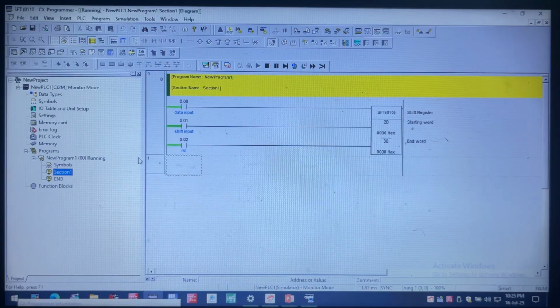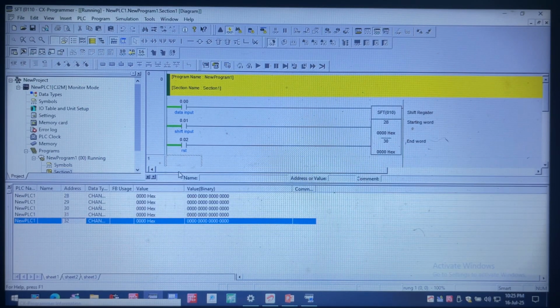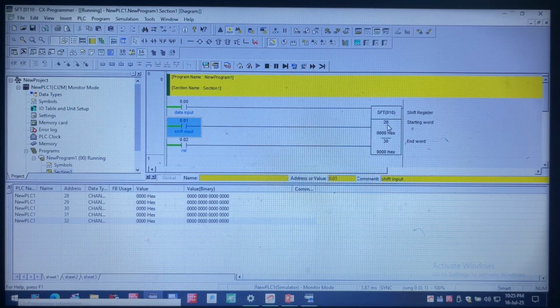So this is the shortcut key, Alt+3. Like the addresses 28, 29, 30, 31, 32, we use the address as a binary value. When the shift input goes from off to on, the binary value of 28 shifts one by one from LSB to MSB. So check this input again on, but 28, the starting word, has no value.